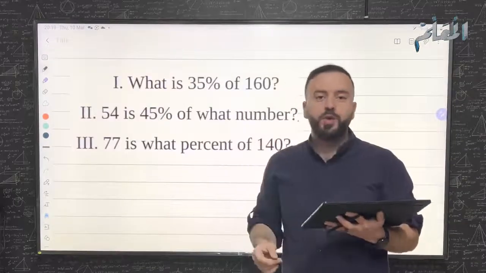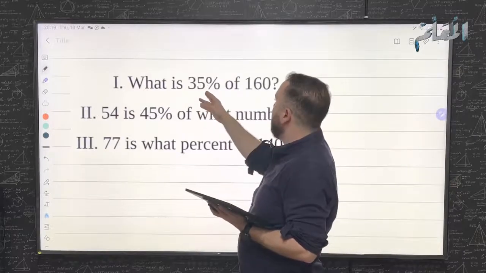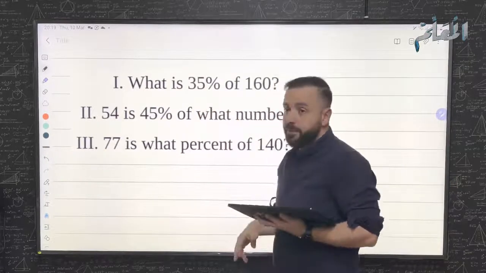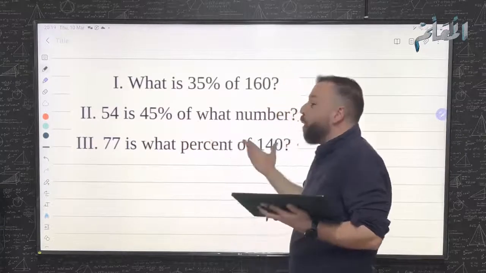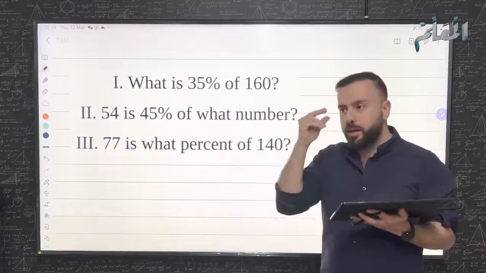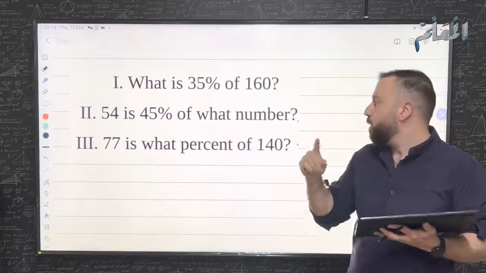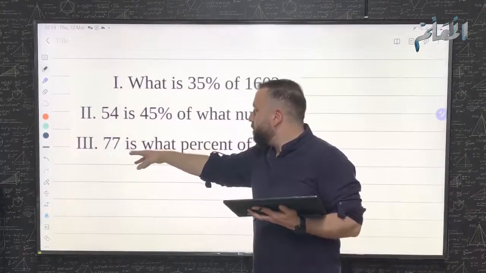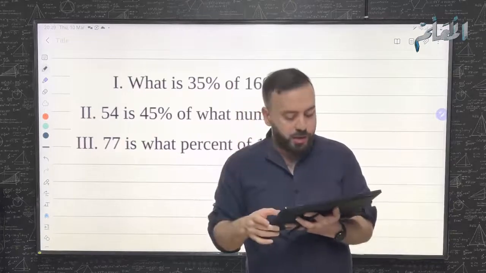Question 2. Now we can see 3 questions here. What is 35% of 160? The other one, 54 is 45% of what number? You see there are different ways of expressing the questions. Number 3, 77 is what percent of 140? Let's discuss one by one and then we can check the answers.